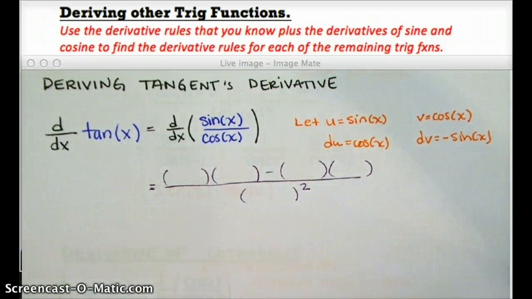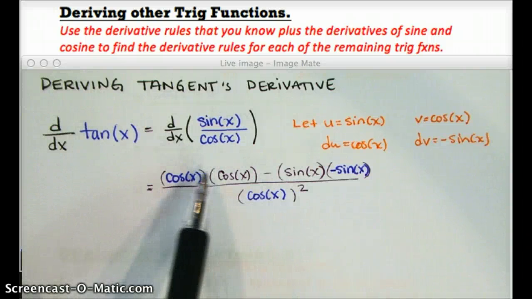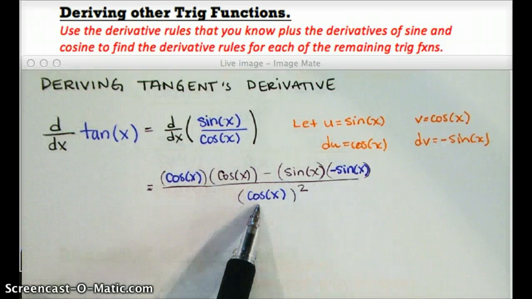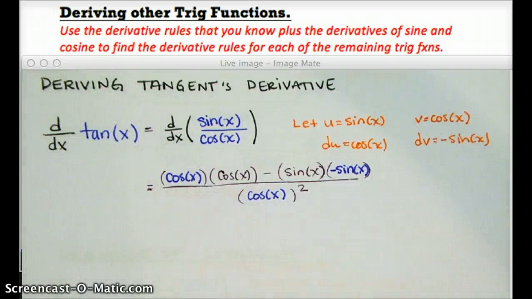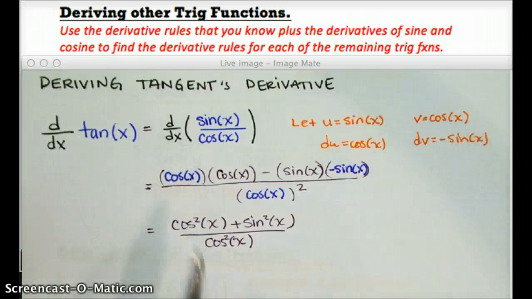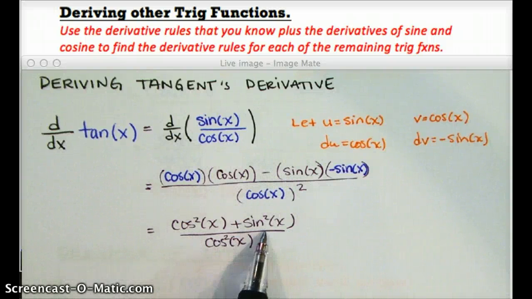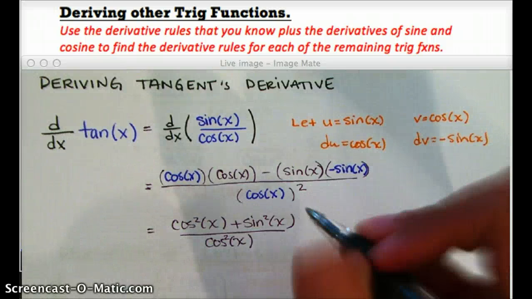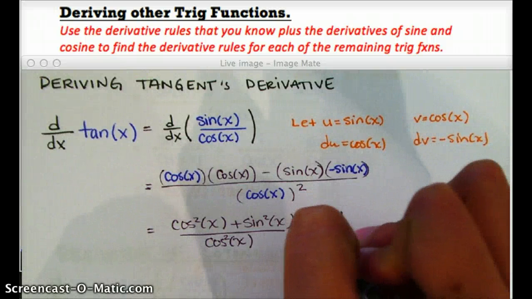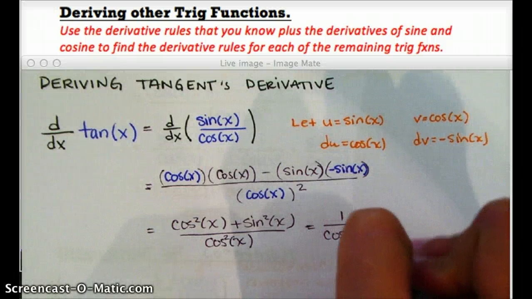From there, we just set up the quotient rule, and I've highlighted the v functions in blue in case you're remembering the quotient rule using that kind of outside property. And then I just simplify. Cosine times cosine is cosine squared. Negative sine times negative sine is positive sine squared. And then this cool thing happens, which is cosine squared plus sine squared, that's a Pythagorean identity. Cosine squared plus sine squared just equals 1. So really what I have is 1 over cosine squared of x.